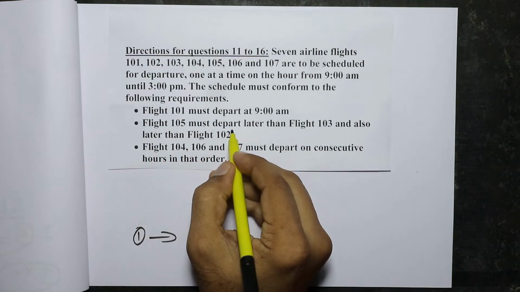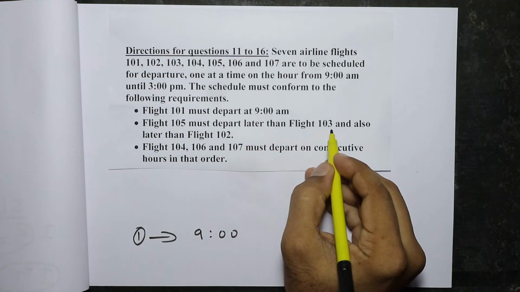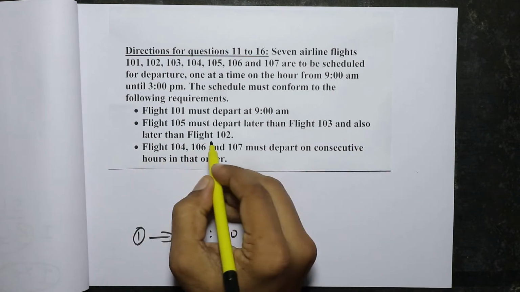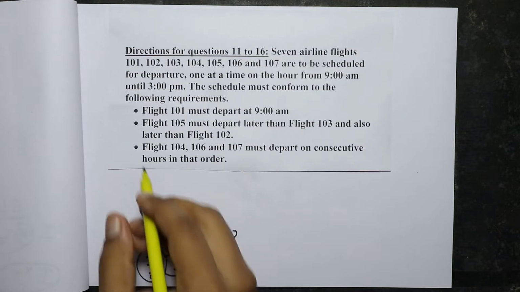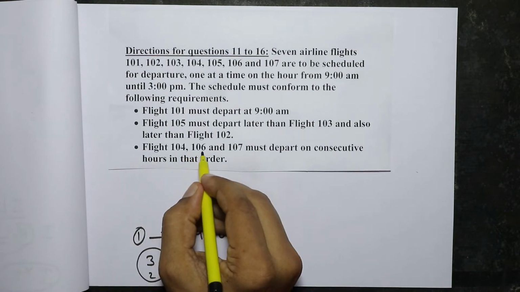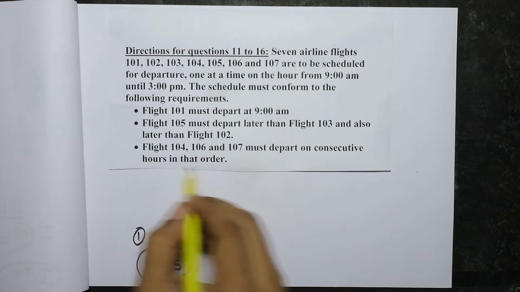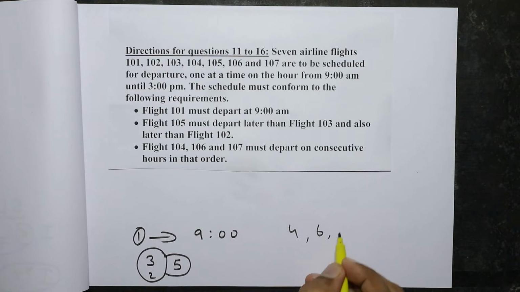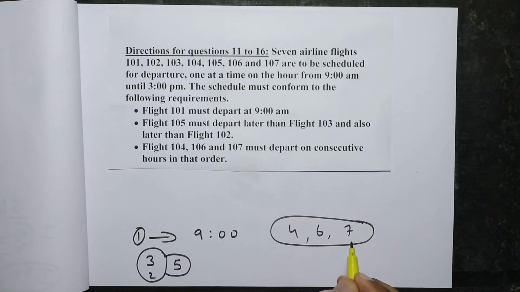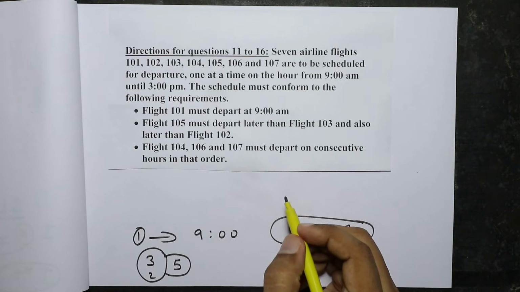Flight 105 must depart later than flight 103 and also later than flight 102. So 2 and 3 in some order, and after that there should be 5. So 5 is after 2 and 3. So it may be 2 and 3 or 3 and 2. Flights 4, 6 and 7 must depart on consecutive hours in this order. So 4, 6 and 7 in this order. We have got all the conditions. Let's start now.